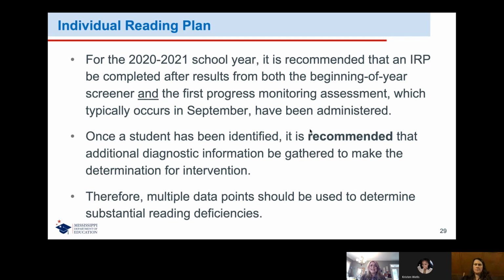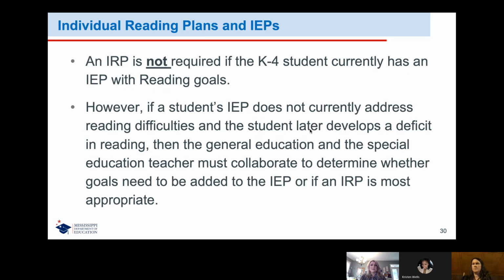Once a student has been identified, it's recommended that additional diagnostic information be gathered to make the determination for intervention. Therefore, multiple data points should be used to determine substantial reading deficiencies. So like I said, do not just use that first universal screener data point. We want you to use multiple data points.